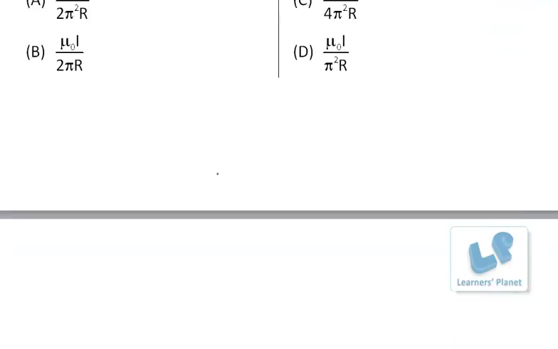Okay, now let us try to understand the situation. You have this semicircular cross section, and current is coming out of it. This is a cross section of a semicircular ring, out of which current I is coming, and we have to find out the magnetic field at the center of the semicircular ring.